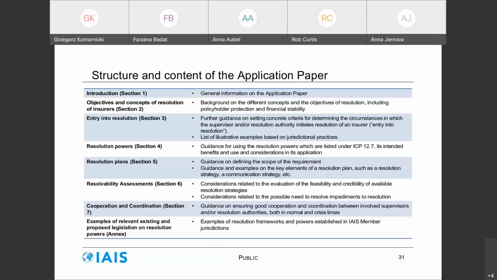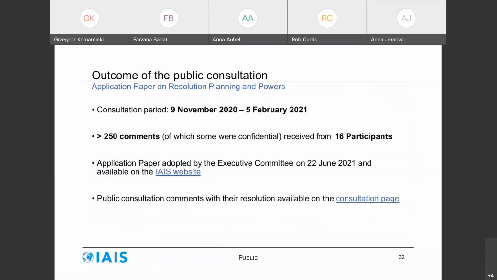Last, we have an appendix to the paper that gives examples of resolution frameworks and powers that have been established in various IAIS member jurisdictions. Again, a lot of these were contributed by the working group members, but additional jurisdictions also gave us some very good content. So we would direct readers' attention to the appendix, where there are links to the various legislative references in the jurisdictions. Next slide, please.